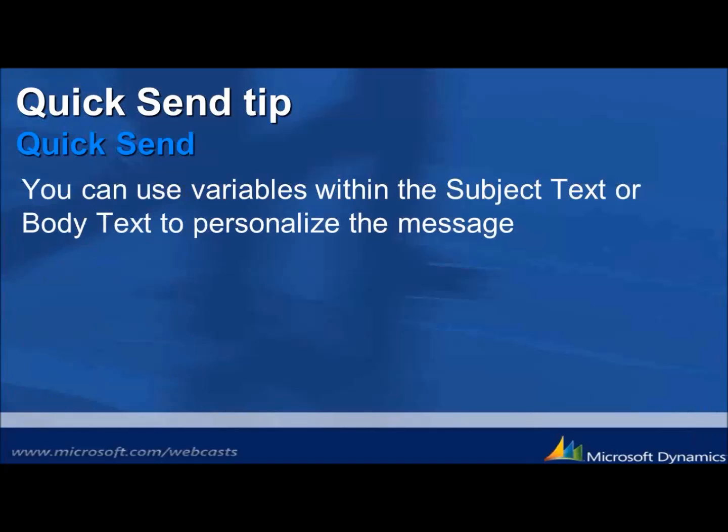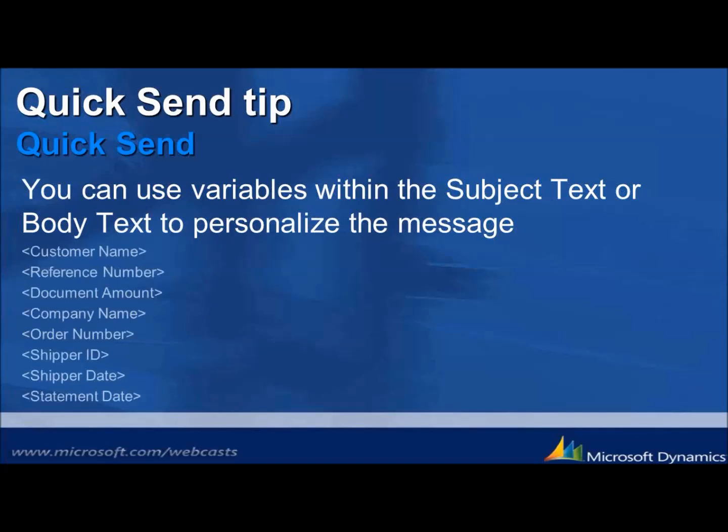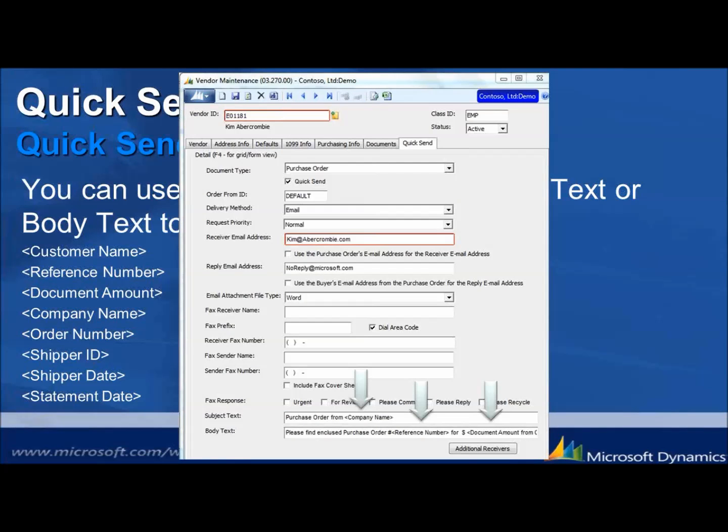And did you know that in those emails, you can use variables within the text? Here's the list of variables that are recognized by the program. So customer name, reference number, document amount. These are the ones that you can add when you're setting up the document. So in this case, for the vendor maintenance, under the QuickSend tab, I've got the company name, the reference number, and the document amount to be added into the text of the subject and the body.